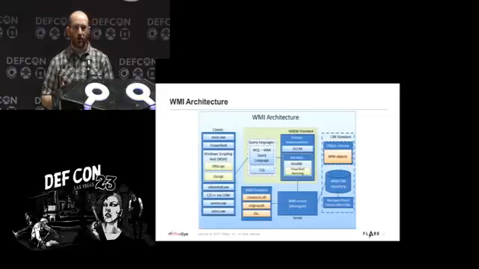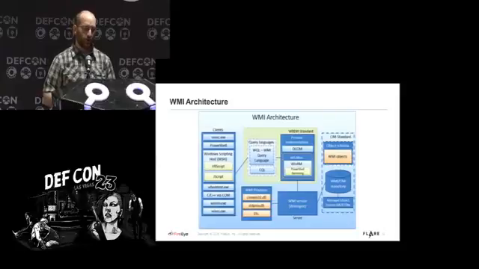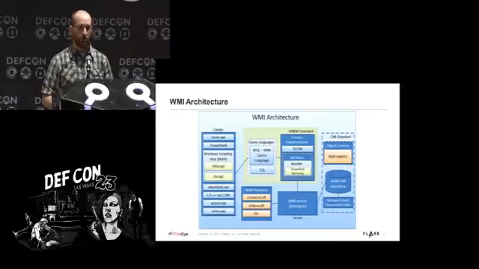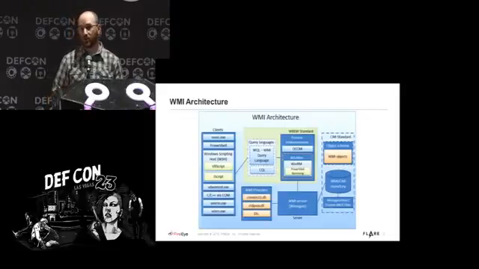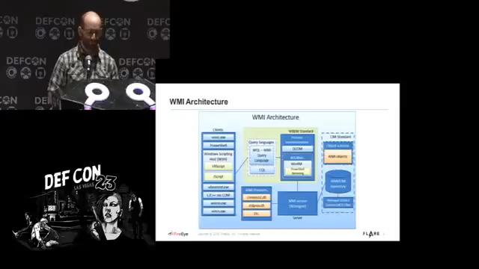WMI wouldn't be very useful without a bunch of providers. So say you wanted to enumerate all the running processes, right? You would get all the instances of the Win32_Process class, right? Well, there's a DLL on disk that actually provides the WMI service with the information that you're requesting. So there's a bunch of these WMI providers, and these are what really give it the functionality and allow you, as a defender or an attacker, to potentially extend the functionality of WMI.